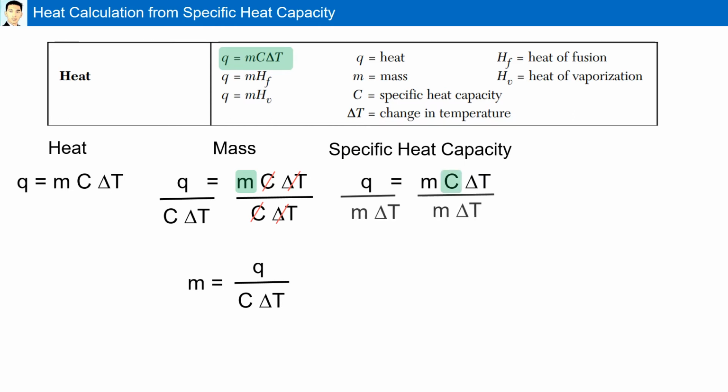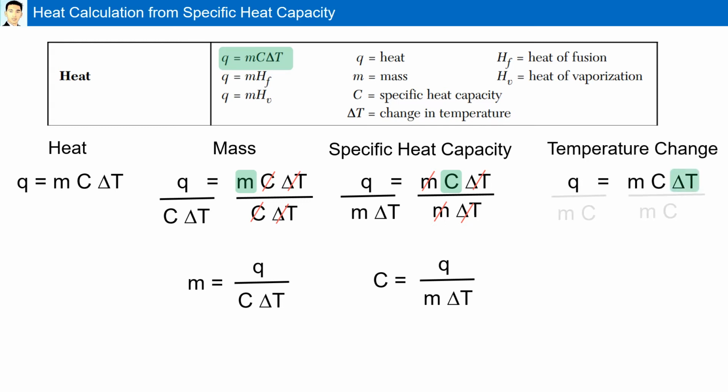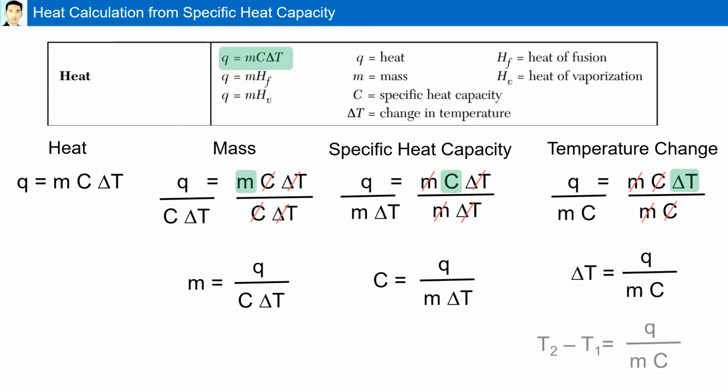The specific heat capacity, rearranging the formula, we have C is equal to Q divided by M multiplied by delta T. While for temperature change, if we divide both sides by mass and specific heat capacity, we have delta T is equal to Q divided by M times specific heat capacity. Expanding the delta T, we have the final temperature minus the initial temperature is equal to Q divided by M times C.